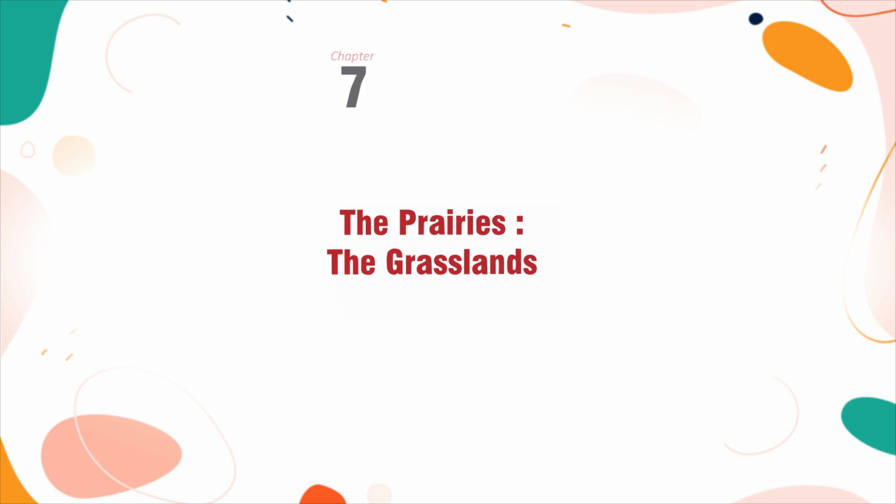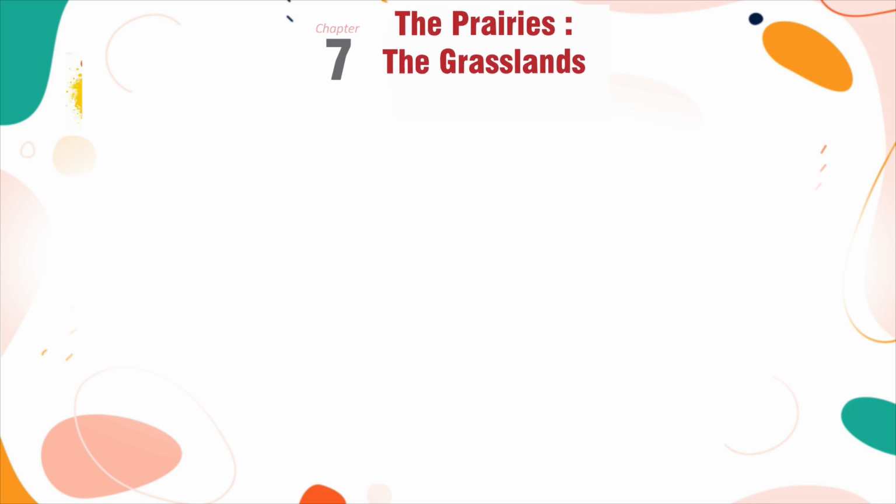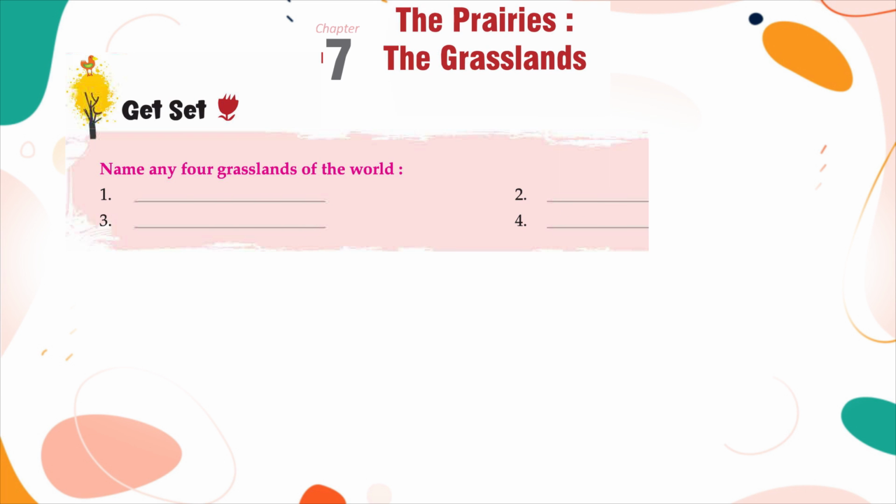Chapter 7. The Prairies, the Grasslands. Get set. Name any 4 grasslands of the world.